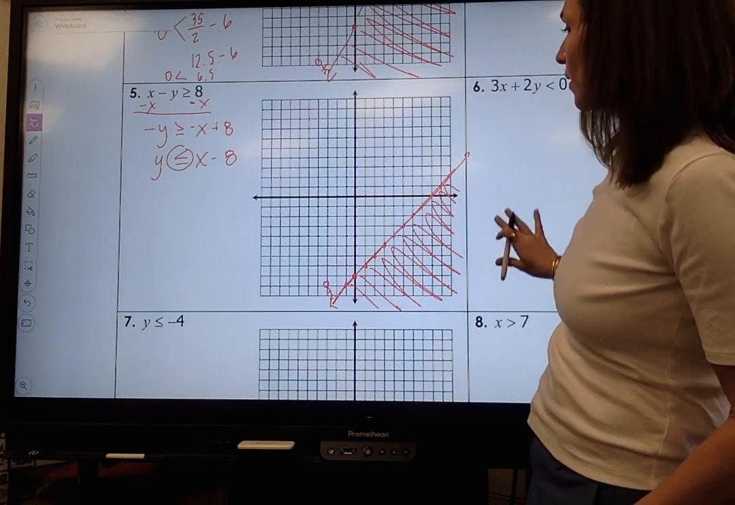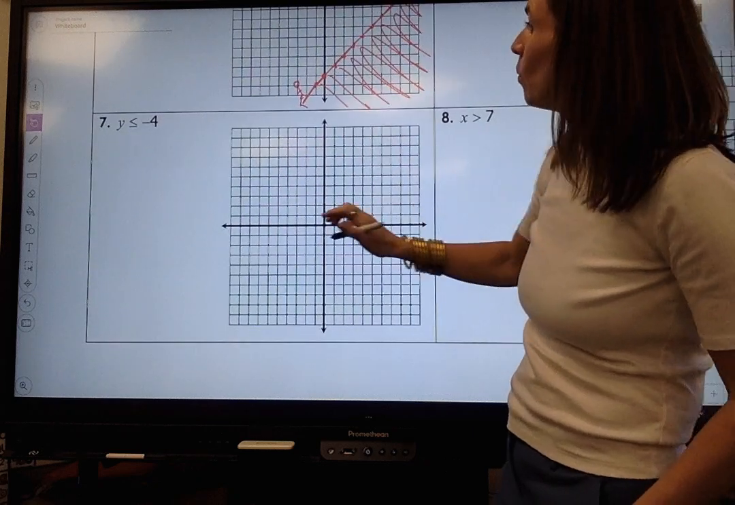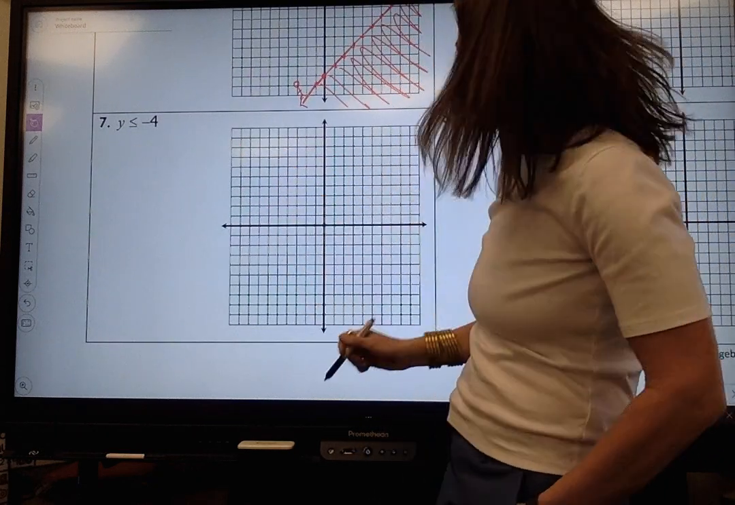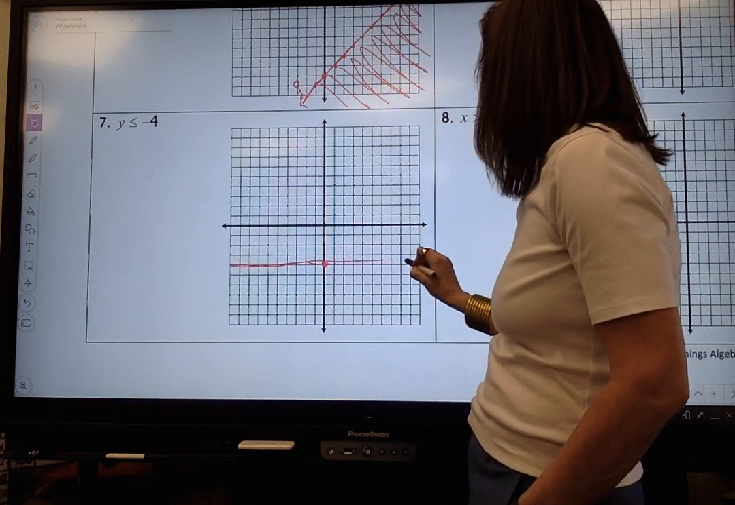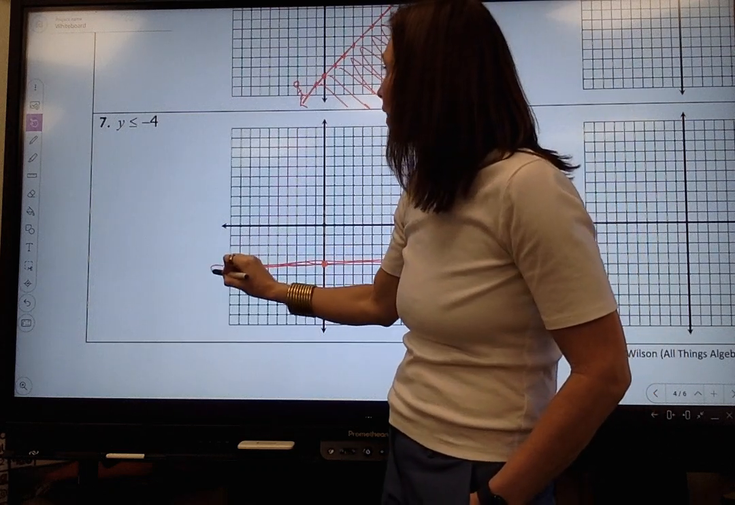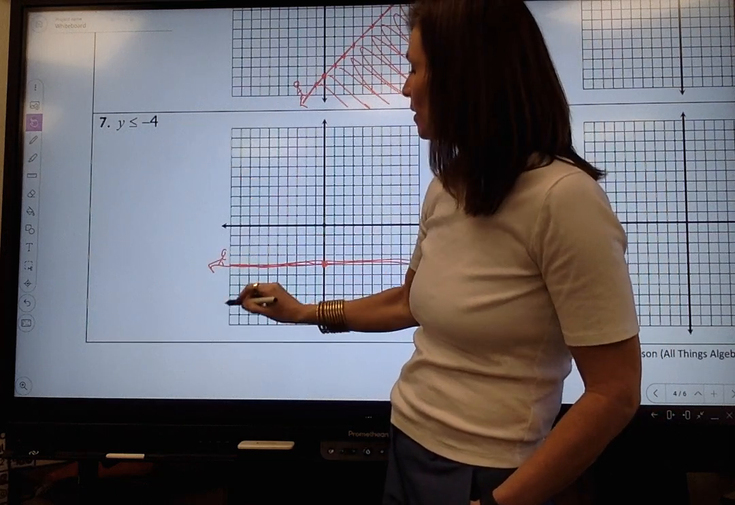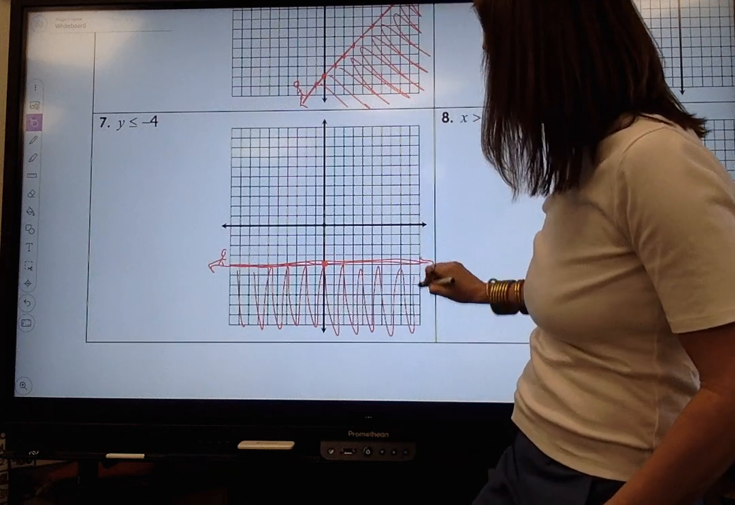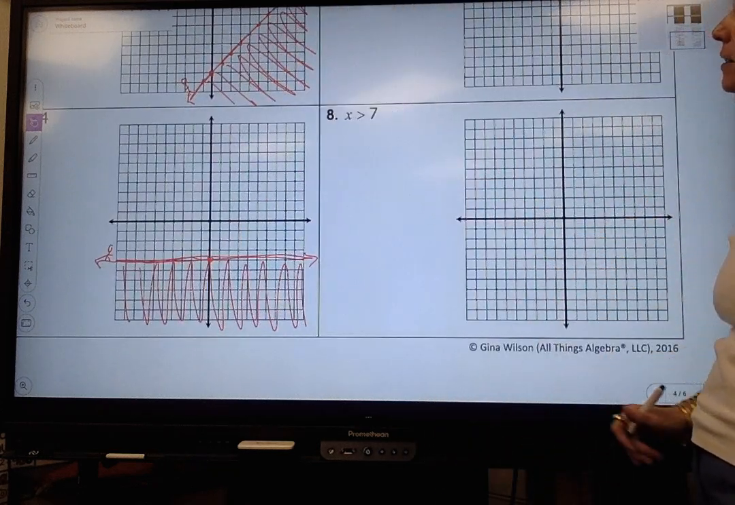All right, let's look at number 7 and 8. What does the graph of this look like? Well, my beginning point's negative 4. It's a 0 slope. It's an equal, so y is less than or equal to. Here's my skier, and y is less than means we shade below.